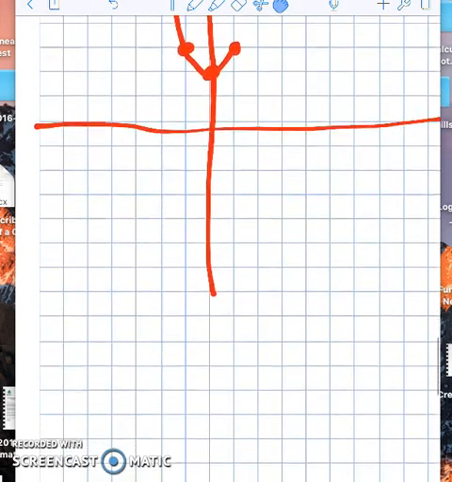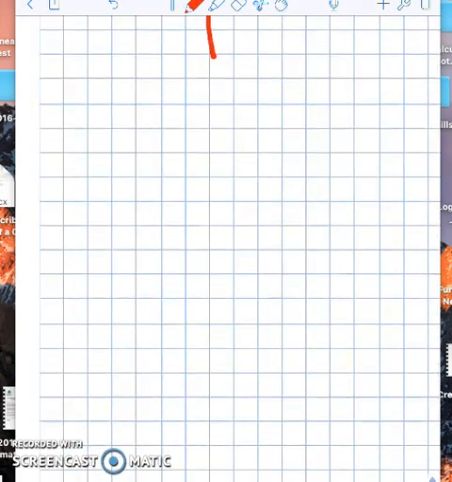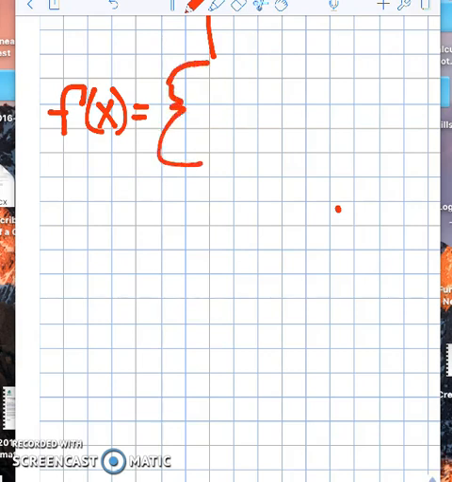So let's take a look at one more here. Let's say we have f of x equals, and we have a giant graph here.